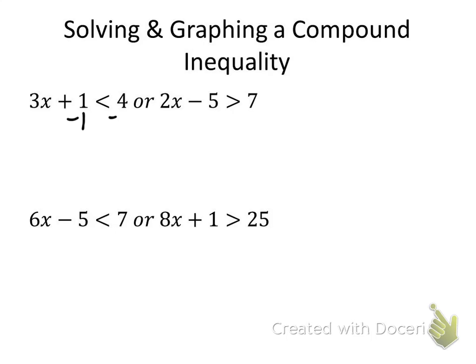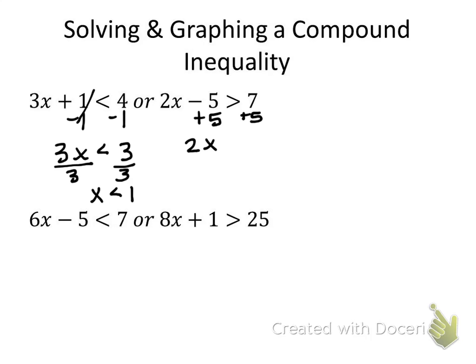So I subtract 1 on both sides. 3x is less than 3. Divide by 3, and I get x is less than 1. Okay, so that's one of my answers. Now let's go ahead and solve this other one. So I add 5 to both sides. 2x is greater than 12. Divide by 2, and I get x is greater than 6. Okay, so these are my two answers here.